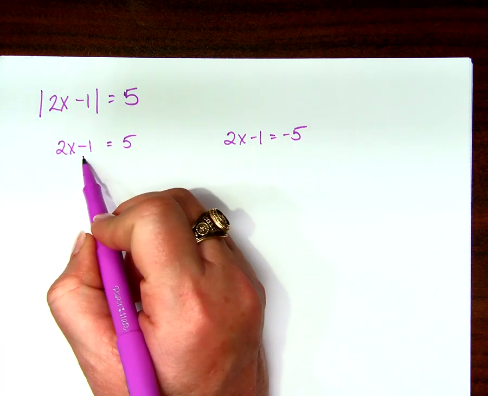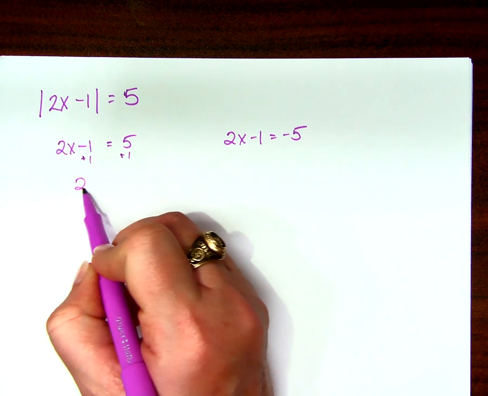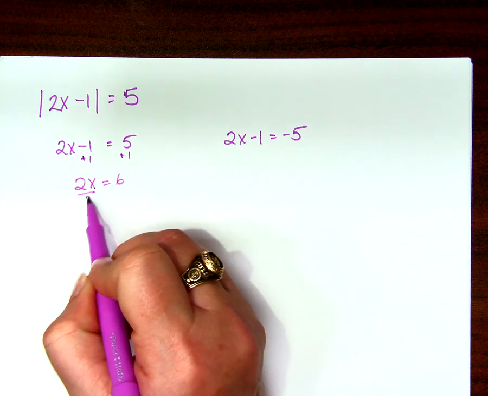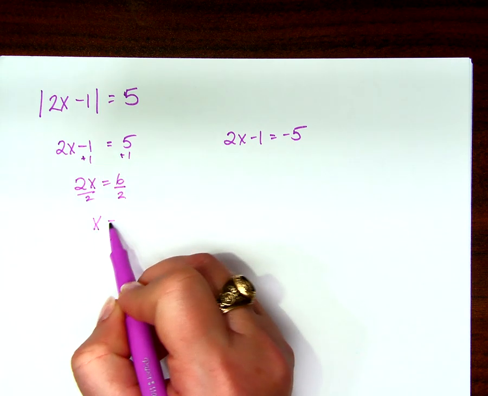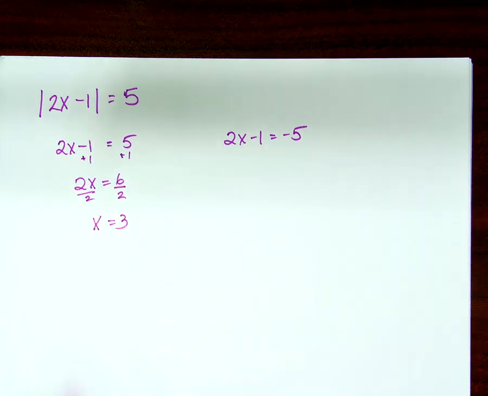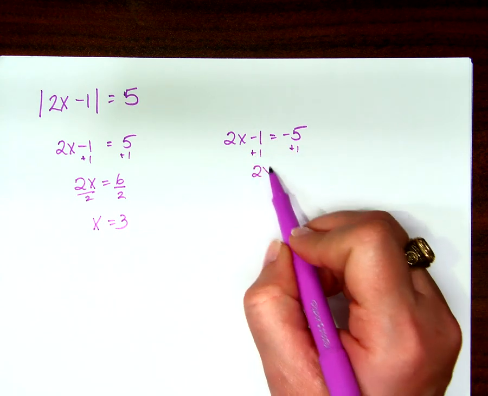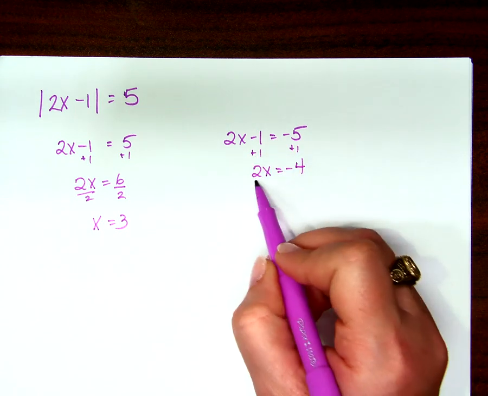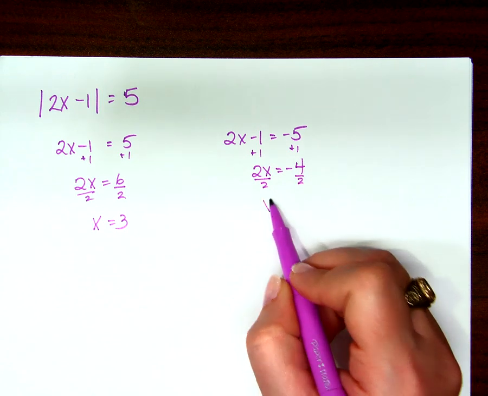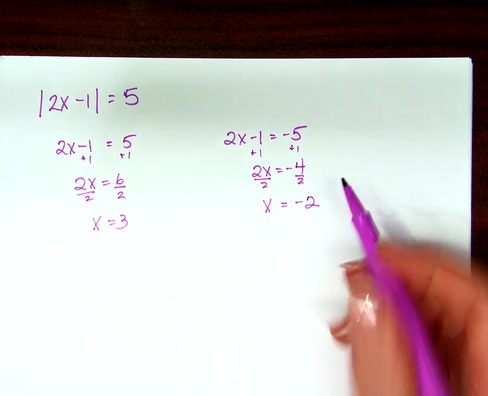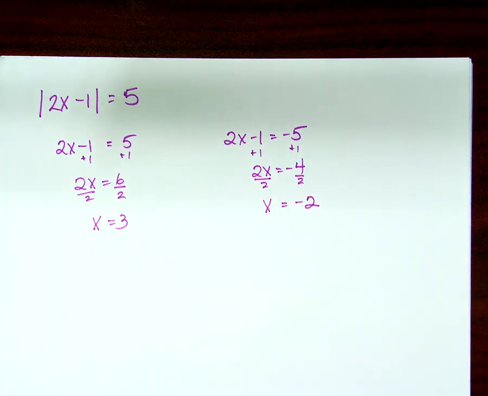If we add 1 to both sides, we get 2x equals 6. Dividing both sides by 2 gives me x equals 3. On this one, I start again. Adding 1 to both sides gives me 2x equals negative 4. Dividing both sides by 2 gives me x equals negative 2. Now, which one of these is correct? Both of them are, right? Are you positive? We could check, right?